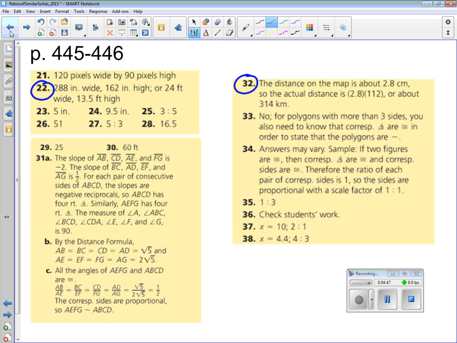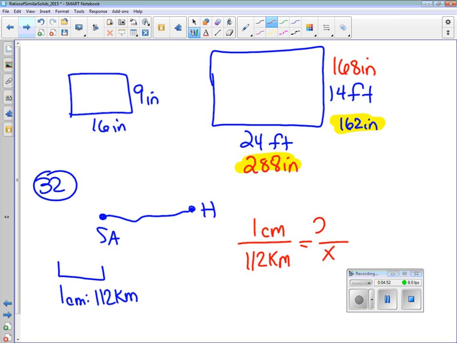Let's see. It says 2.8. Okay, fine. So 2.8 centimeters. And then you would just cross multiply and solve. Okay? I think you were overthinking that one. That was not meant to be a difficult question.